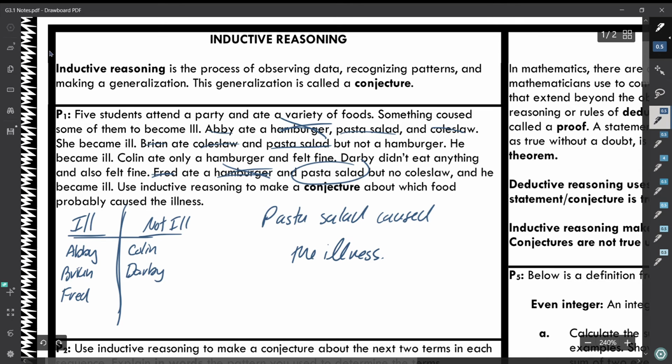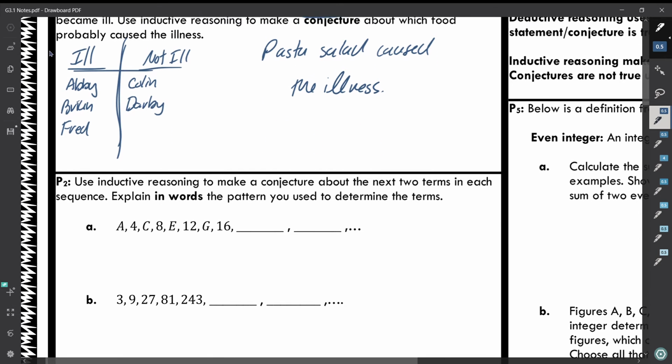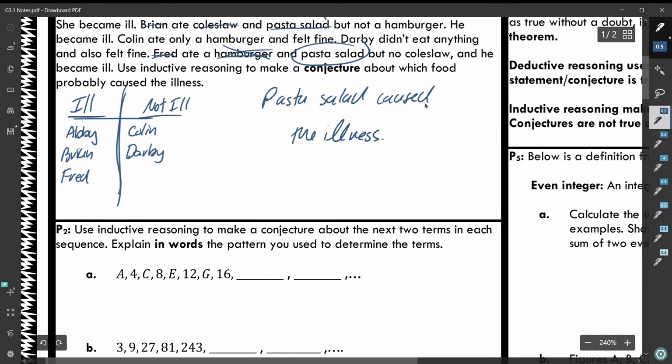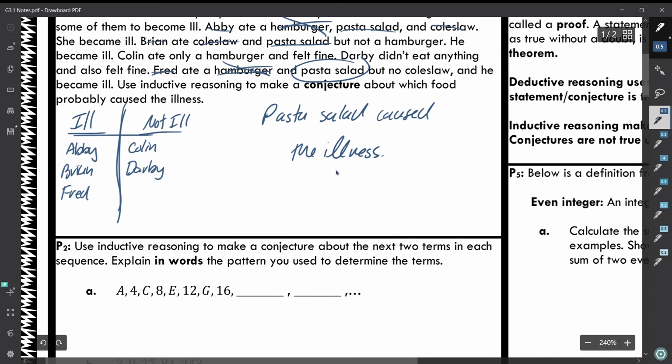This is an example of inductive reasoning. We're taking just specific examples and forming a conclusion from those specific examples. We don't necessarily know if the pasta salad causes illness, but based on our evidence, we can logically conclude that.